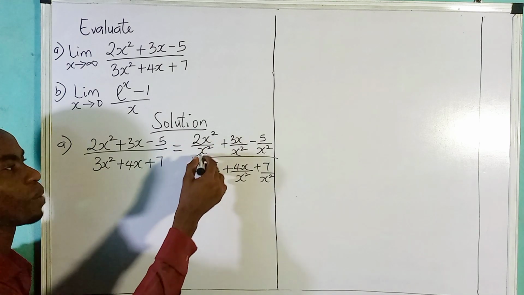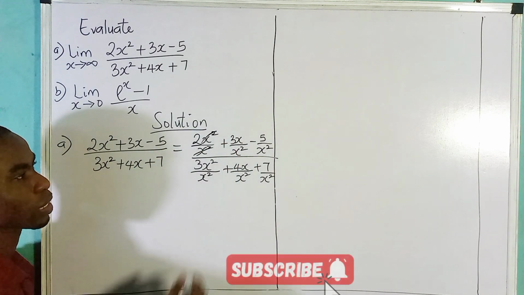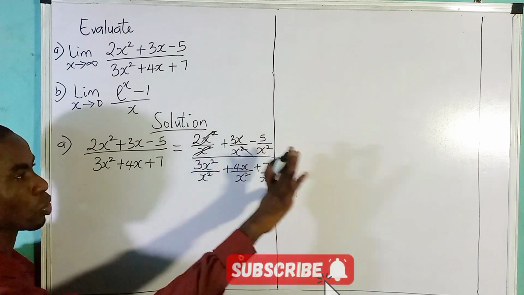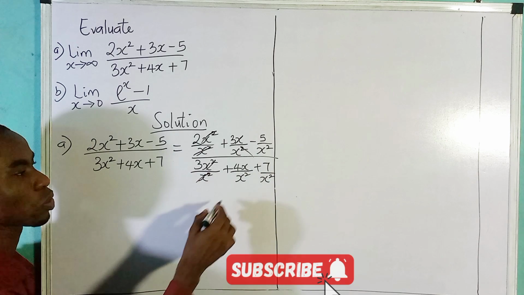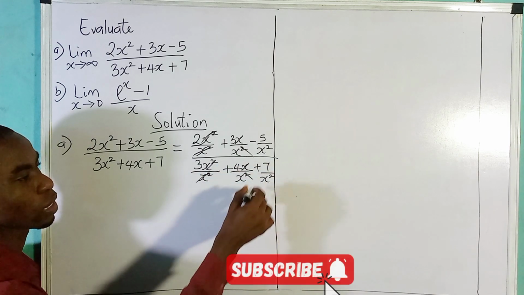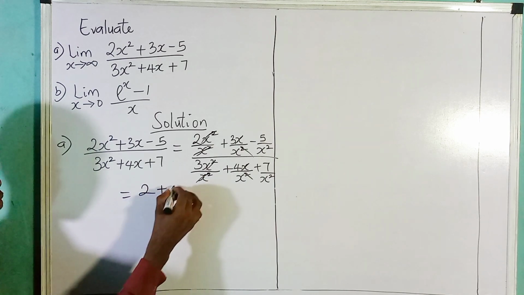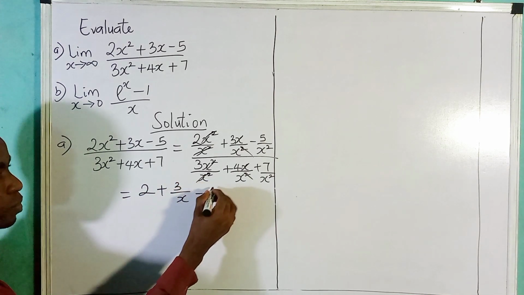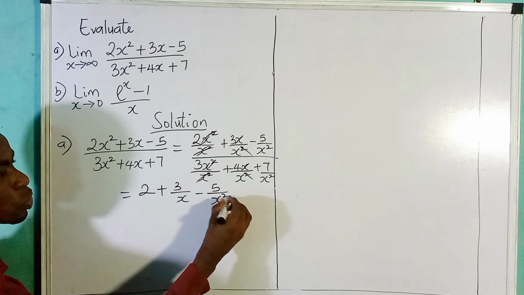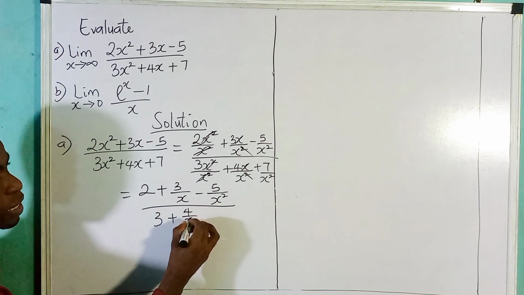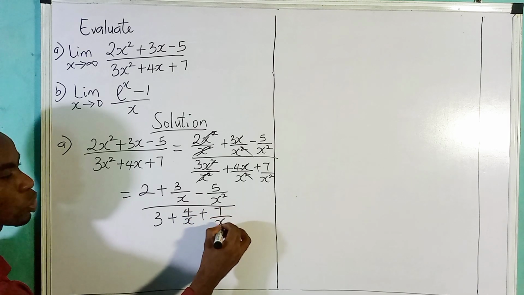This is what I want to do. If we divide this by x squared, this will cancel, right? And then x cancels one of these. This nothing cancels, so we leave that. This will also cancel. X will remove one of these, and we have that. So what we have next is 2 plus 3 over x minus 5 over x squared divided by 3 plus 4 over x plus 7 over x squared.